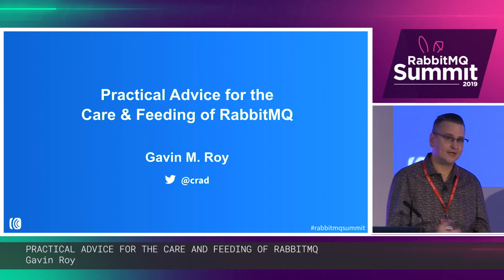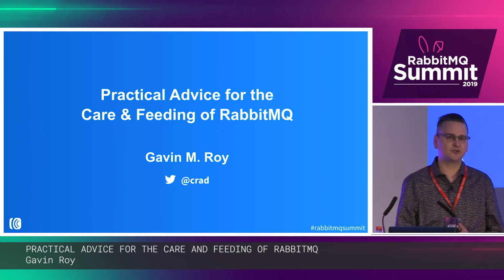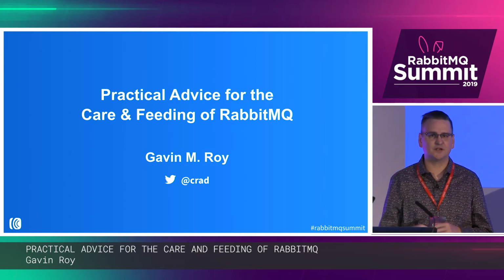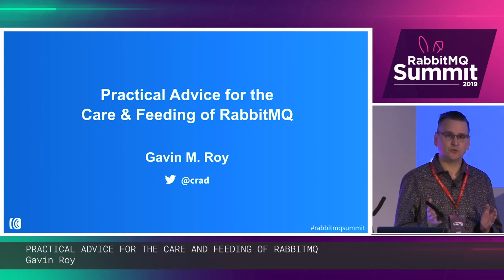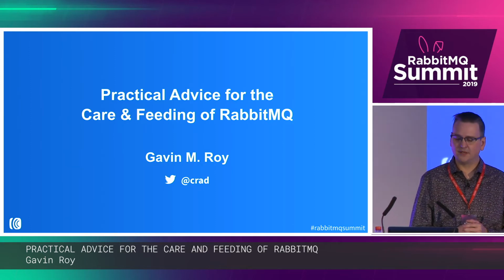So like she said, I'm Gavin. I'm the VP of Architecture for AWeber Communications. We're an ESP located in the States, and I've been using RabbitMQ for just over 10 years or so.